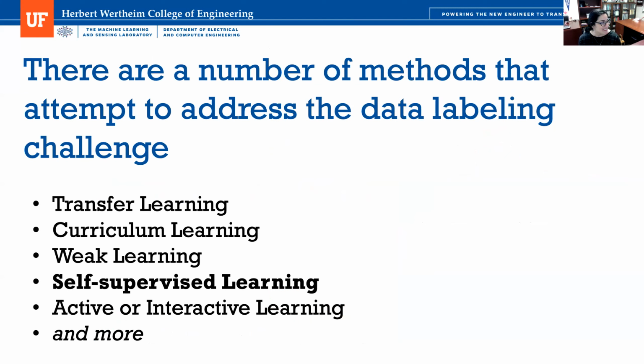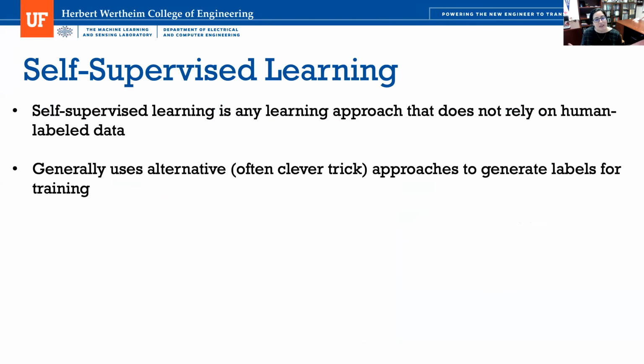So just moving along to my next trick, we talked about weak learning. My lab's focused on that quite a bit. We've also done some work in self-supervised learning. And I really think self-supervised learning is interesting and clever. The idea here is we want to not rely on any human labeled data and instead rely on some clever trick to generate labels for us for training.